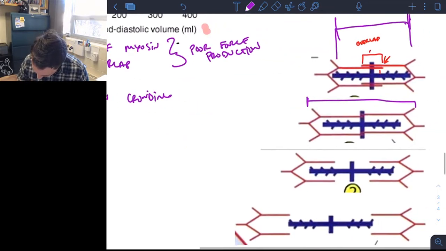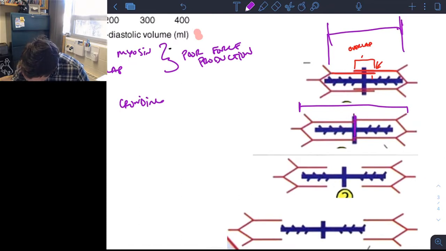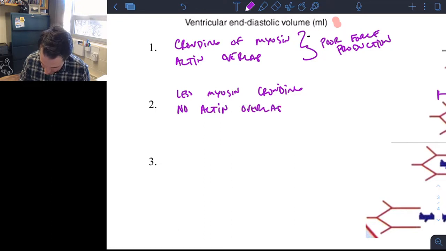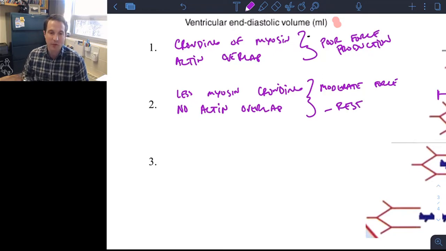Because if we look at it, do we have any overlap? Nope, it looks like pretty much they just go right down the middle there. And overall, this is going to give us some moderate force. And we'll say that this is kind of during rest. This is what we have at rest, our normal sarcomere length.